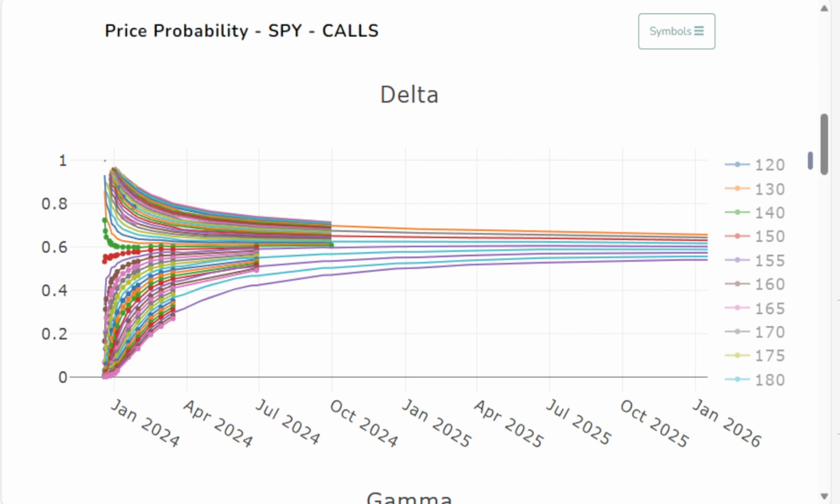Understanding delta is key for traders. It helps in making predictions about price movements, in hedging, and determining the likelihood of options ending in the money.